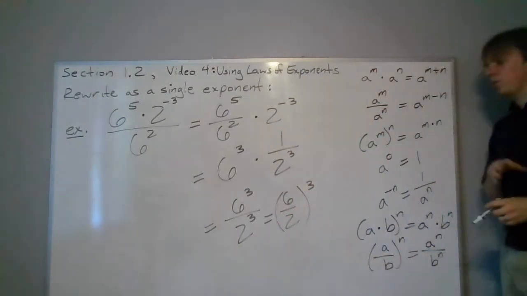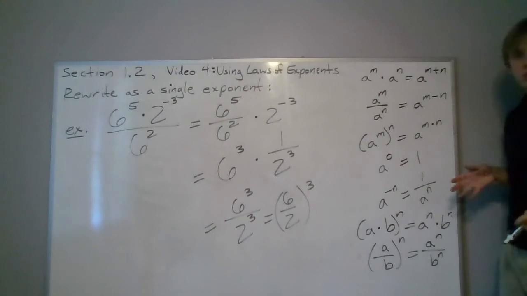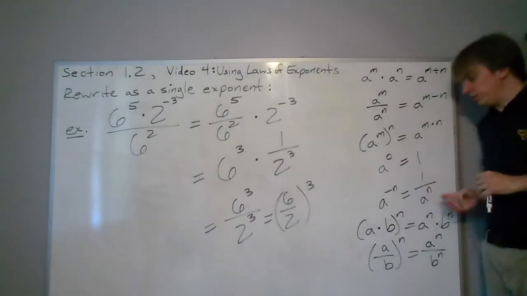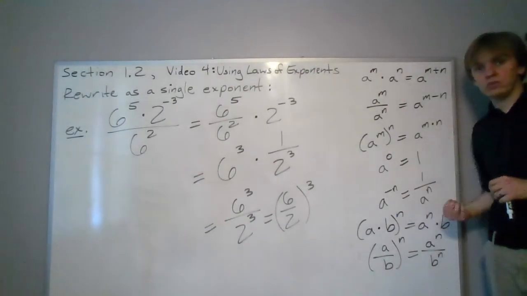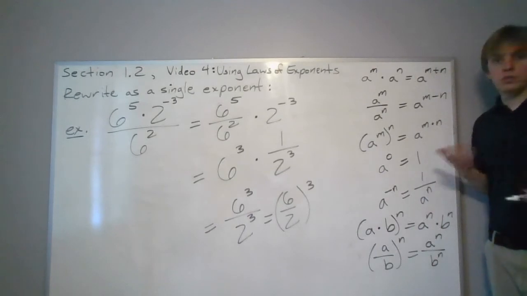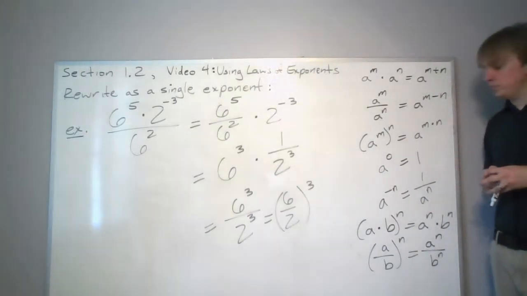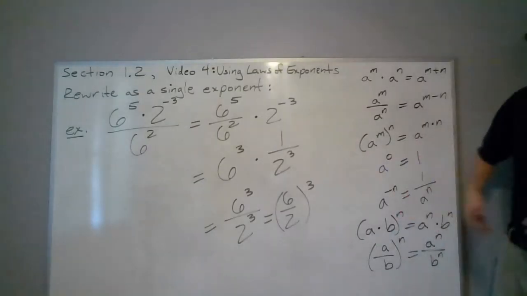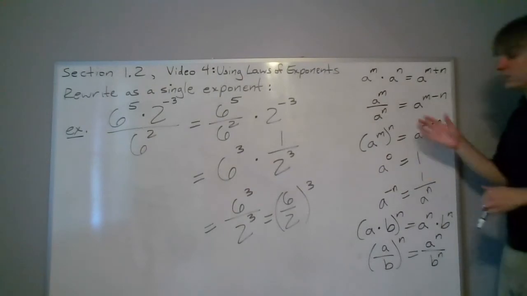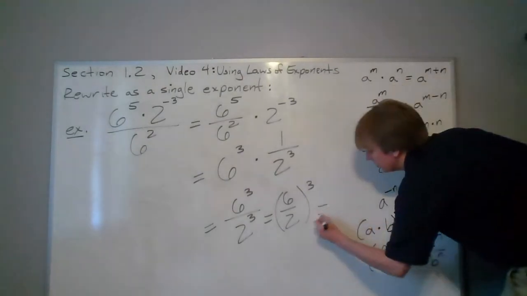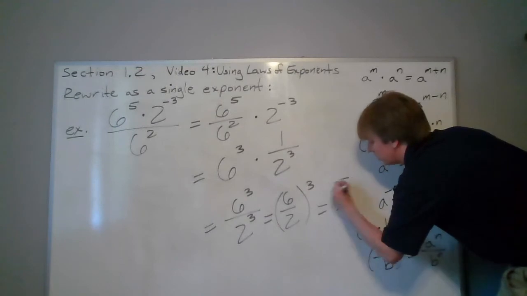So that's something to be aware of, is sometimes we're going to be using these formulas kind of backwards, working from the right to the left instead of the left to the right. Totally okay. We'll be using them different ways for different problems. Now we have 6 divided by 2 inside the parentheses. I can rewrite 6 divided by 2. That's going to be a 3.